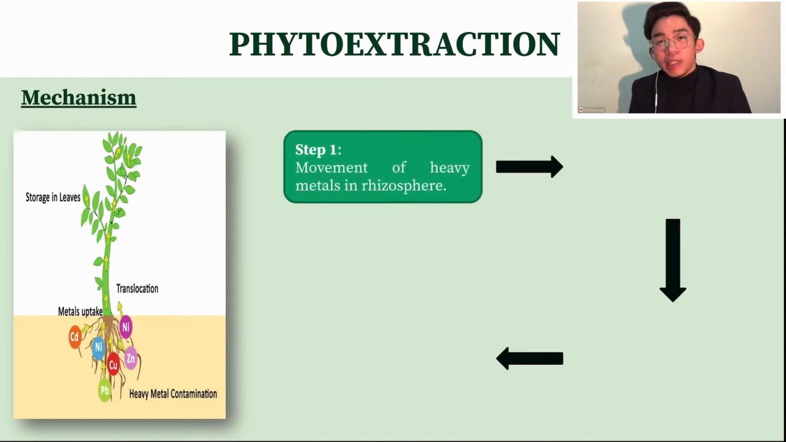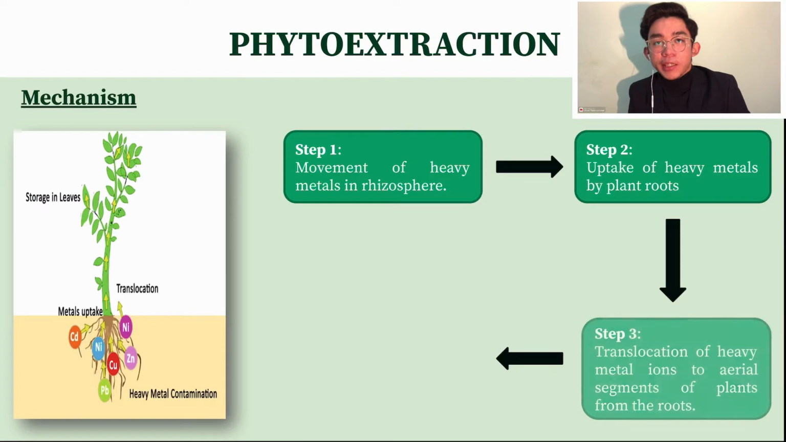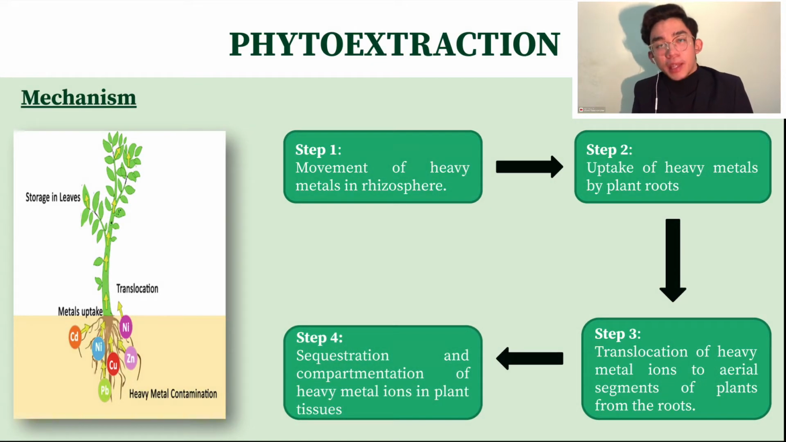For the phytoextraction mechanism, the first step is that the contaminating heavy metals will be mobilized into the rhizosphere. After that, those heavy metals will be taken up by plant roots via root hairs. This contamination is taken up by the absorption of water from the soil that is mixed with the polluted elements. Then, those heavy metal ions will move from the roots to aerial segments of plants by the translocation process. And finally, phytoextraction will result in sequestration and compartmentation of heavy metal ions inside plant tissues. This process will transfer heavy metals from an aluminum silicate matrix, which is not suitable for plants, to a carbon-based matrix that is suitable for plants.